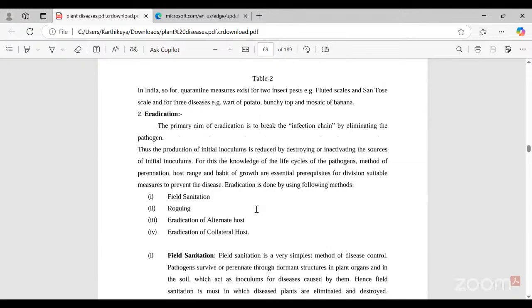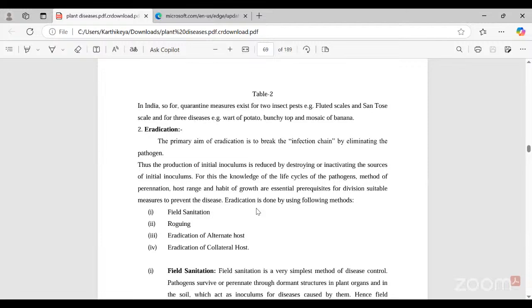In India, so far quarantine measures exist for two insect pests, fluted scale and Santos scale, and for three diseases: wart of potato, bunchy top, and mosaic of banana.